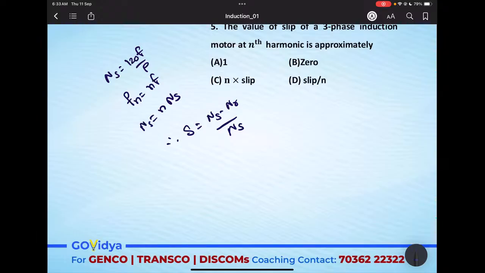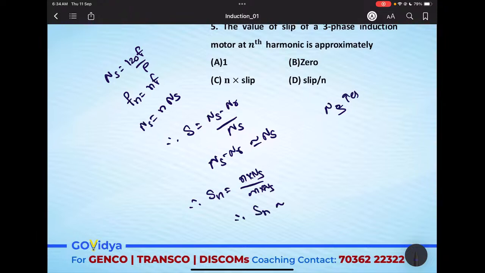Okay, so when harmonics are increasing, Ns will increase. Ns is getting increased. So at that time, what will happen, Ns minus Nr is nearly equal to Ns for higher harmonics. Therefore Sn will be given as n into Ns by n into Ns. Therefore, slip at nth harmonic is nearly equal to 1.